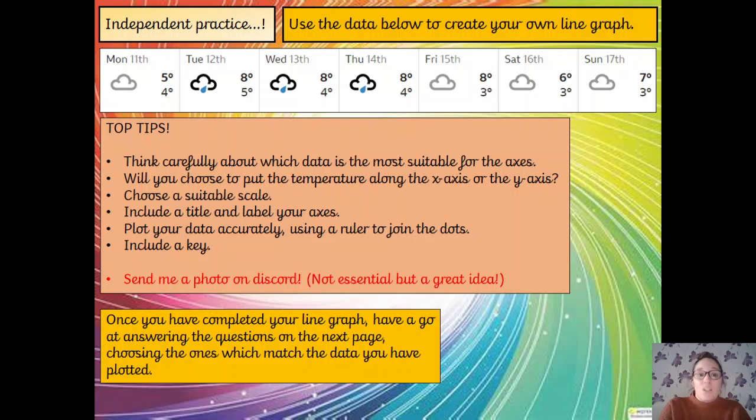You need to include a title and label your axes. And you need to plot your data accurately, and you do need to use a ruler to join the dots, because otherwise it'll be all wiggly. And if you are using the two lots of data, include a key so I can see which is which, because if you've got two lots of data, I don't know which one is the daytime and which one is the nighttime. And then last of all, not essential, but it's a great idea.